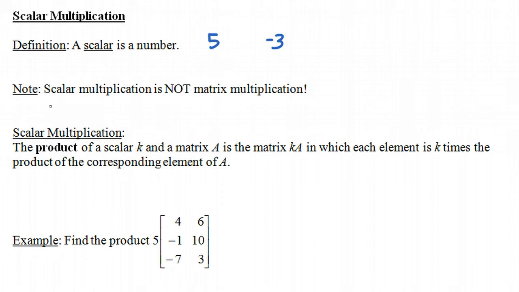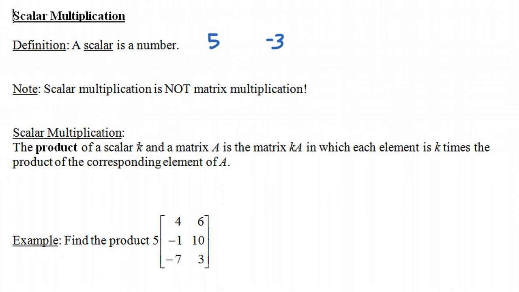And we're going to talk about what's called scalar multiplication, and this is not the same thing as matrix multiplication. In a future video, we'll talk about matrix multiplication. That's when you take two matrices and you multiply them together. Scalar multiplication, you take a scalar and multiply it by a matrix. So scalar multiplication is a scalar or a number times a matrix, and matrix multiplication is a matrix times a matrix.